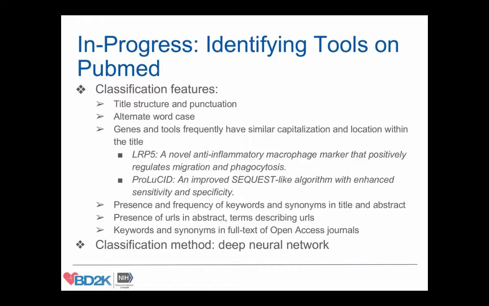That's why, at least in the case of genes, we specifically verify that the terms' respective tools are not genes. Additionally, we look at the presence and frequency of keywords and synonyms in the title and the abstract, presence of URLs in the abstract, and the terms describing the URLs, and also the keywords and synonyms in the full text of journals where the full text is available. And we use a deep neural network for the classification.